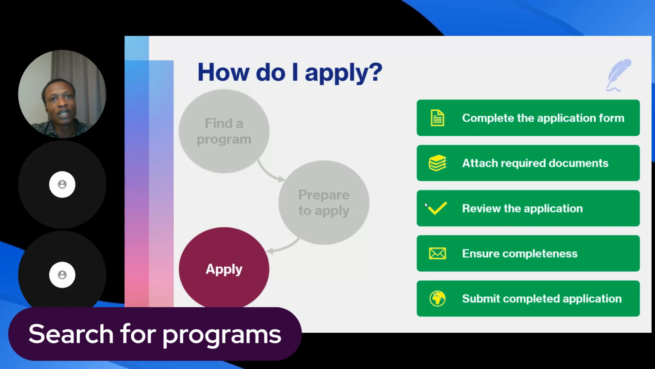And that means that you have to also start applying early. Don't wait till the deadline before you do it. You do it in a rush and you will most likely not do it well. And after you have ensured completeness, you can now submit your application and then wait for the decision from the consortium or the admission board.